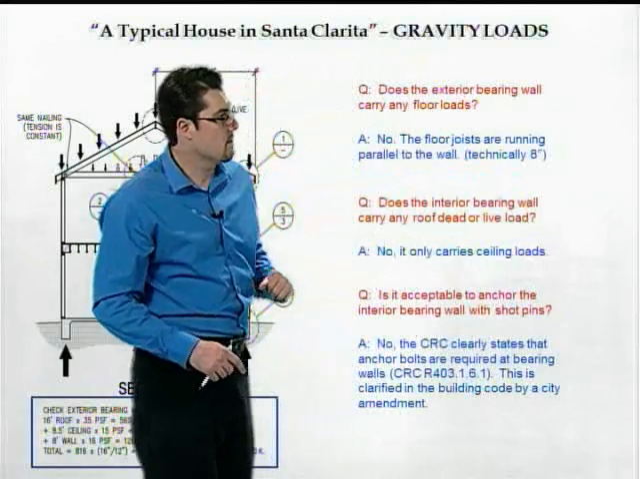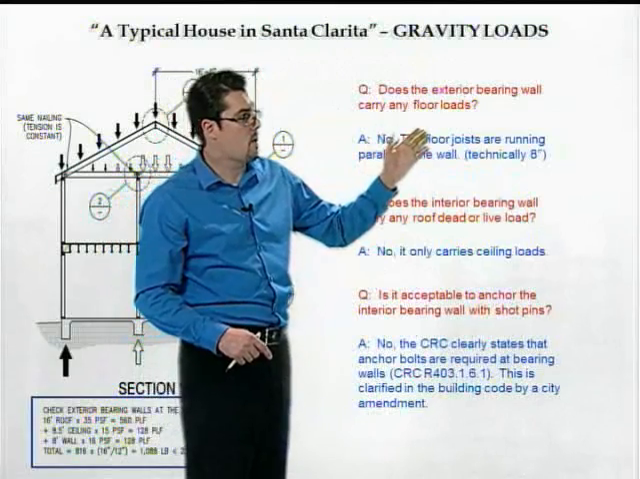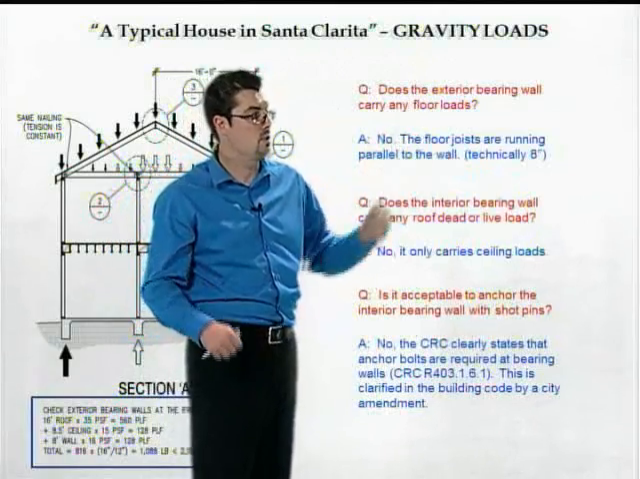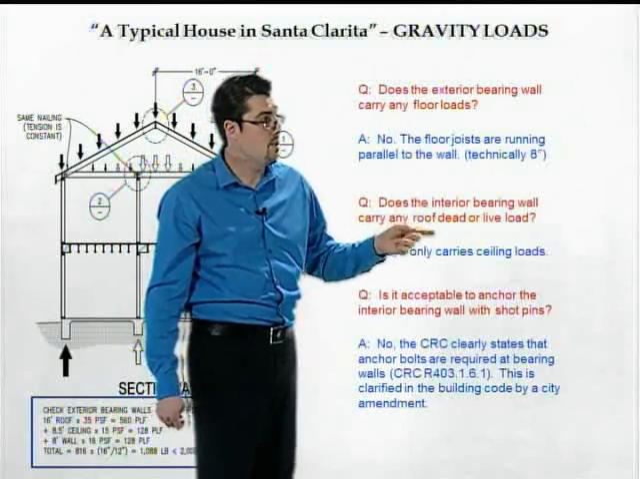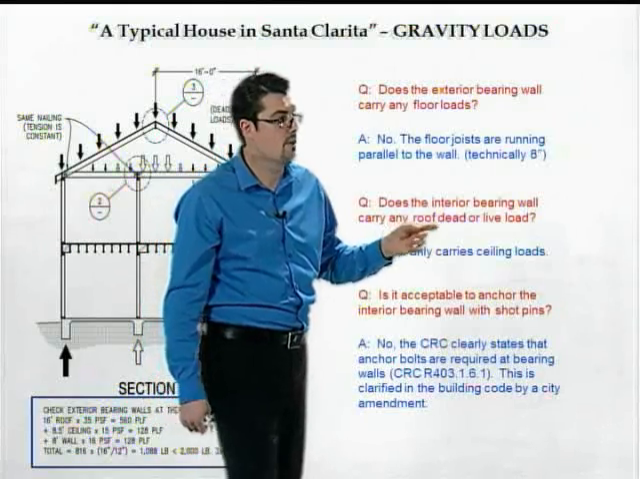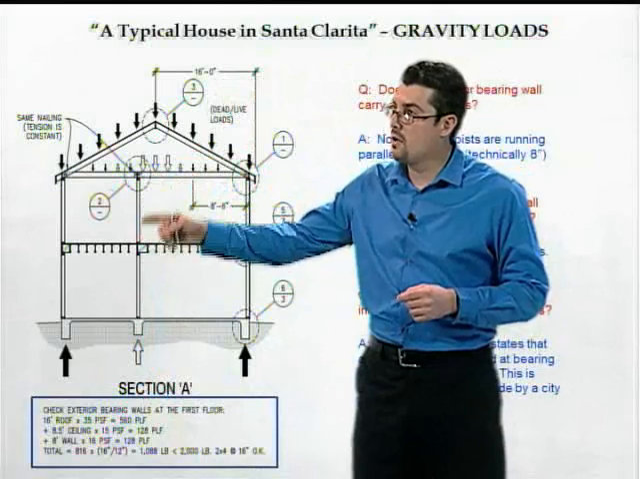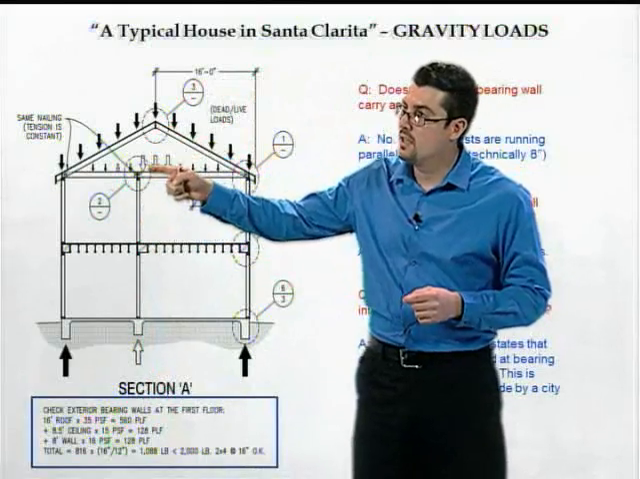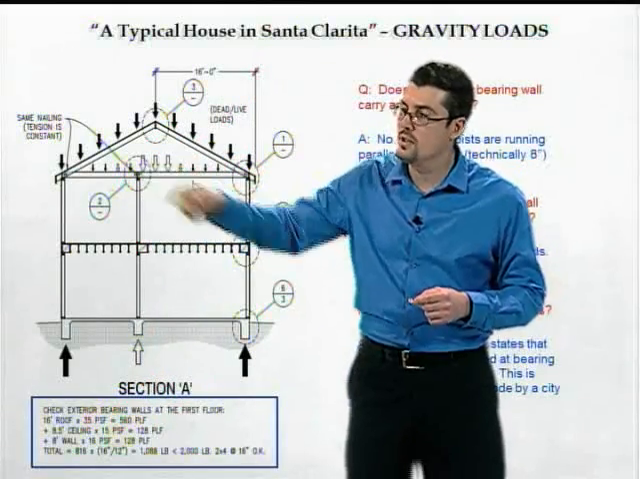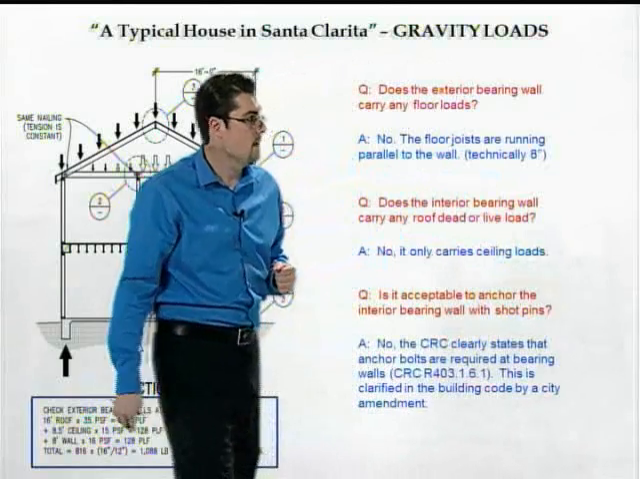I think we may have talked about most of this. Does the exterior bearing wall carry any floor loads? No. The joists are running parallel. Does the interior bearing wall carry any roof dead or live load? No. This interior bearing wall does not go up to the roof. It only carries the ceiling loads here. So the answer would be no.